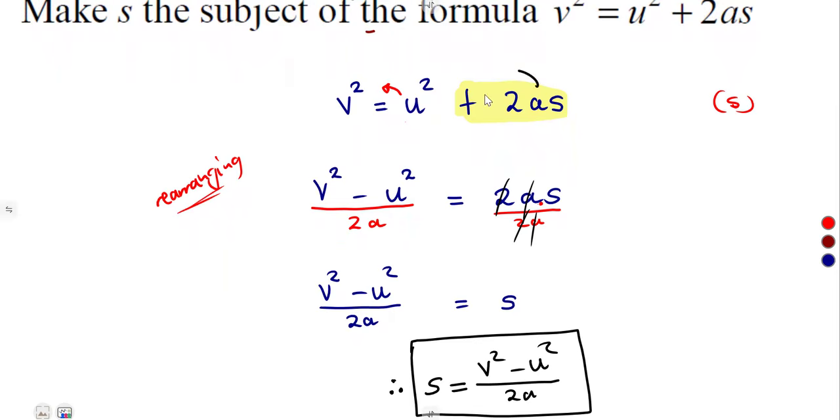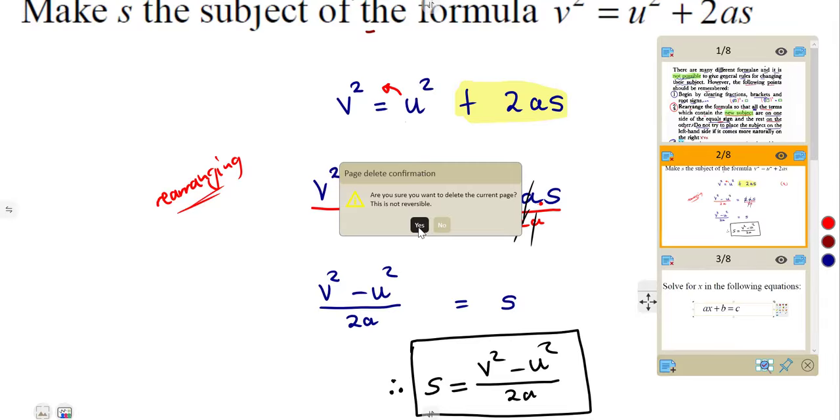Focus on the letter to be the subject. This is the letter that you focus on. The rest, ignore. Do not say this is a difference of two squares, let me factorize. As long as it is the subject, guys, you are done.